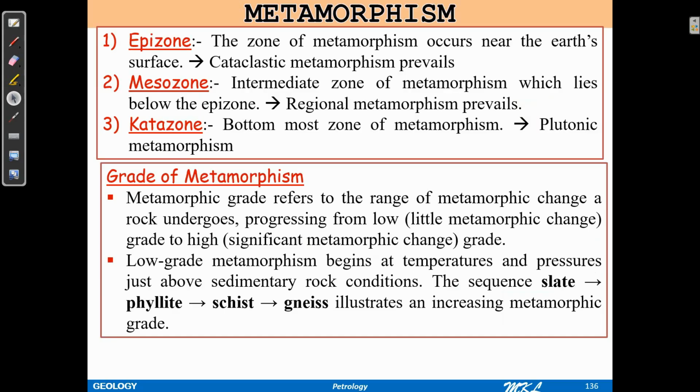Metamorphic grades basically refer to the range of metamorphic change a rock undergoes. Grade means how well the metamorphism process occurred, how good a metamorphic rock is formed. If it's not forming well enough, the compaction of the rock is not that strong. So metamorphic rocks are generally strong.